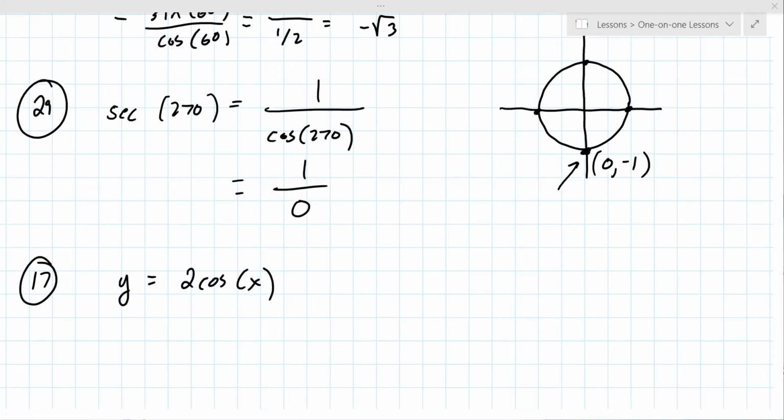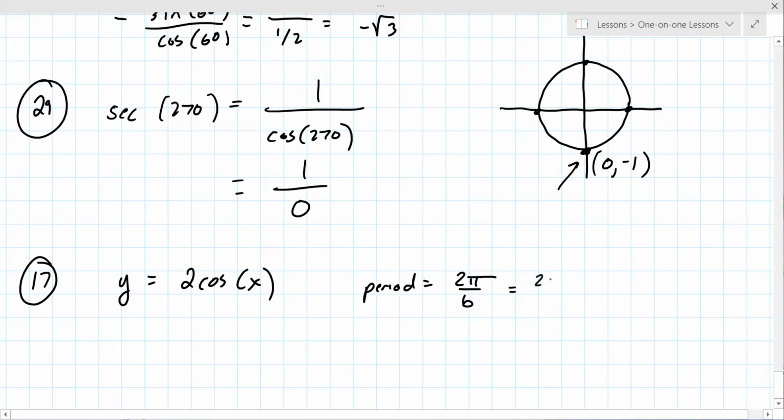But some of it is simplified here because they're not giving you all the variations on it. So for example, one of the first things you find is the period. The period is 2 pi over b. B is the number in front of x. That's 2 pi over 1. Then you would find the amplitude. The amplitude is the absolute value of 2, which is 2.